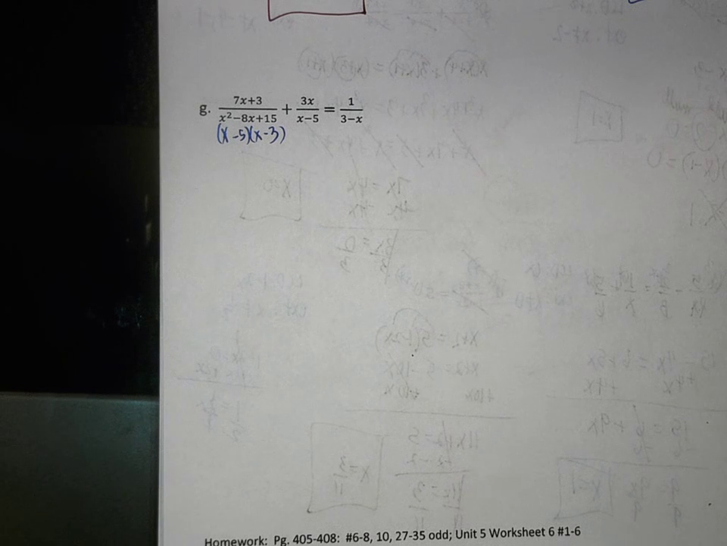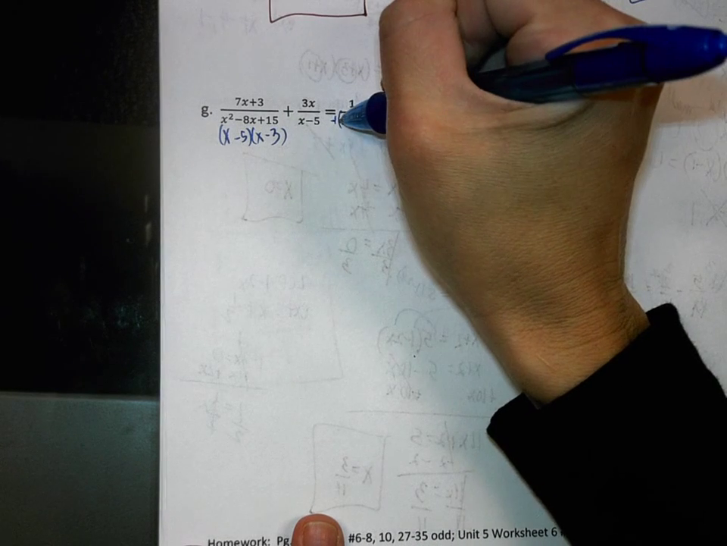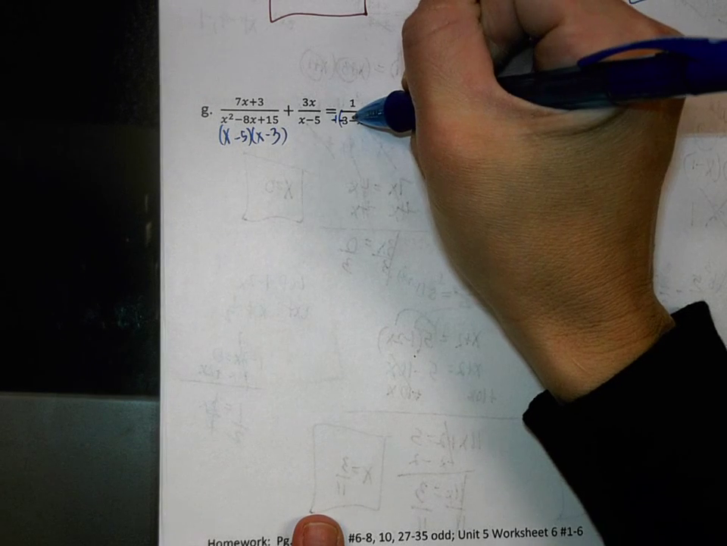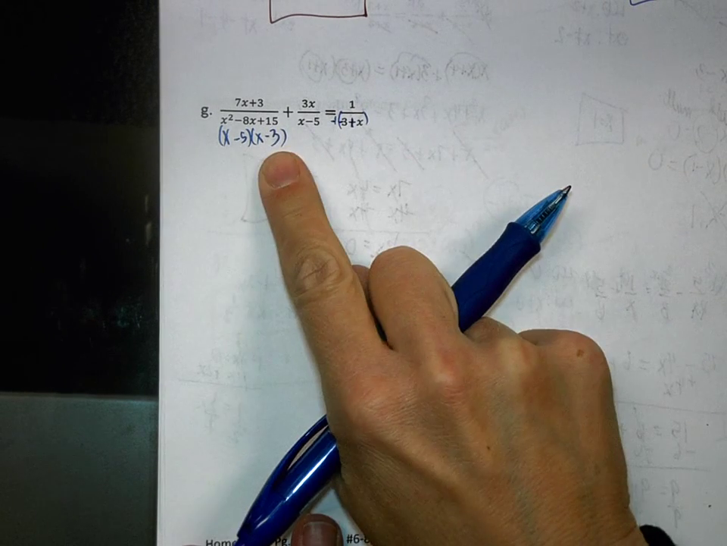Not yet. What can I do to make it so that it is the same? Take out a negative 1. You take out a negative 1. Okay, so when I take out a negative 1 here, remember, it changes the 3 to a negative and the x to a positive. So now this is a negative 3 and a positive x, which matches with this, okay?